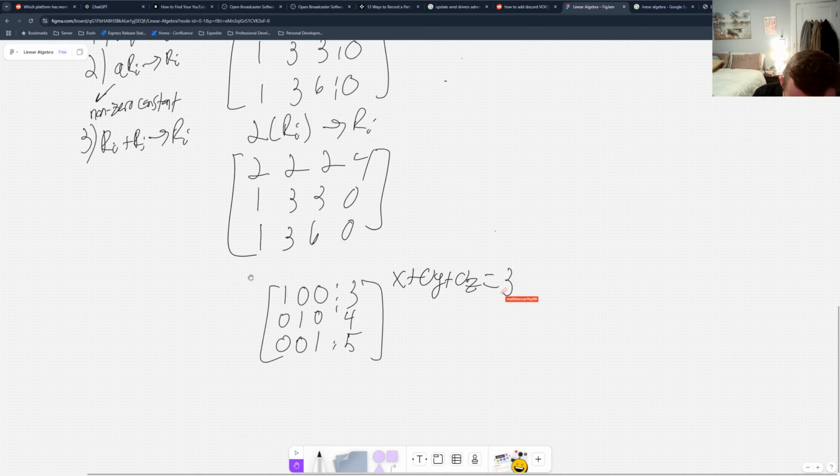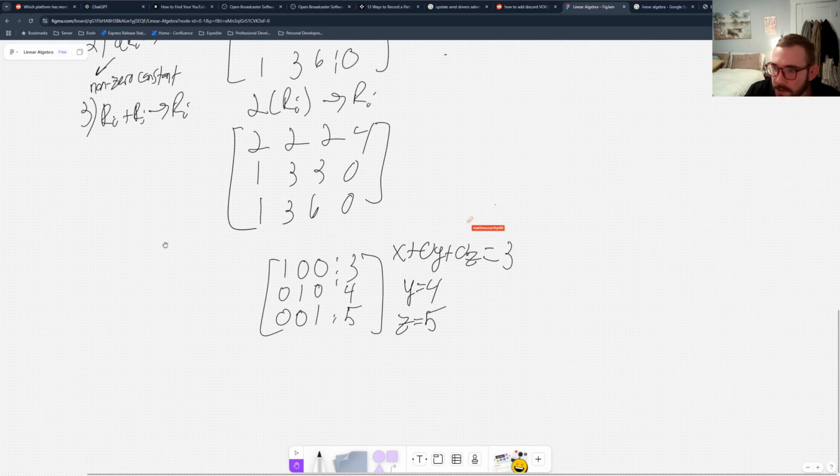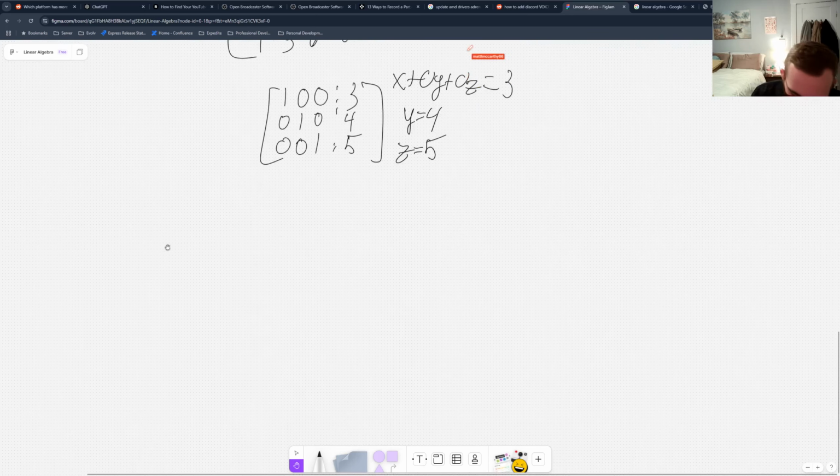And then y equals 4, z equals 5. Right? This is solved. The second best thing that we could do is pretty close. It would be something like 1, 2, 3, 4, 0, 1, 5, 6, 0, 0, 1, 7, right?